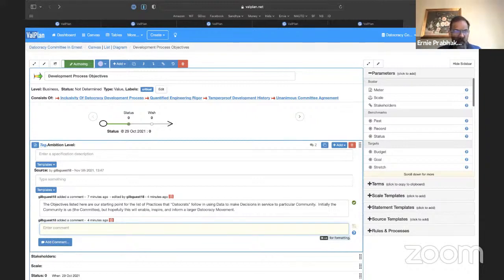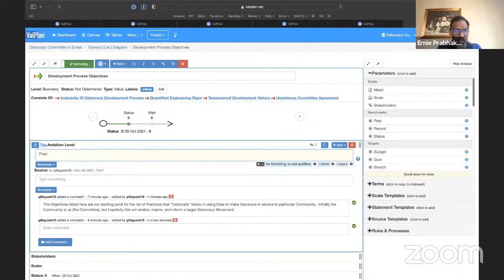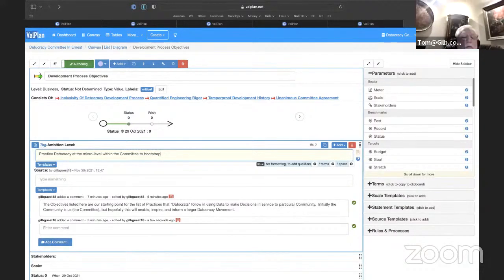And so maybe the ambition level is to practice Datocracy at the micro level, bootstrap, within the committee. And this is maybe not the right thing to be an ambition level. Let me just write down what I'm saying, and you can refine it. By the way, there's an opportunity to define anything you like, including Datocracy, and put it in our glossary. What you do is put hashtags around the words you want to define. So put a hashtag around Datocracy, both sides.